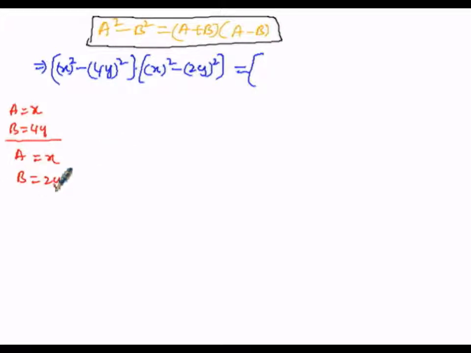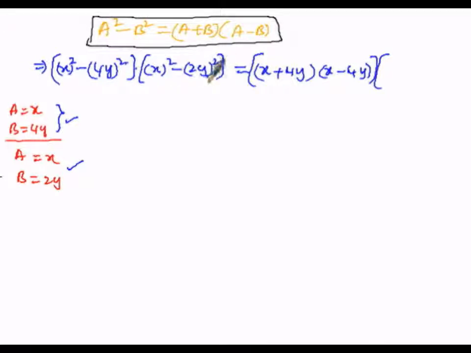So in case number 1, the product will be a square minus b square equals a plus b into a minus b. So a plus b, so a is x plus b is 4y, into a minus b. So here a is x minus b is 4y, bracket close. Then now second bracket open, then the second case. So here x square minus 2y whole square.